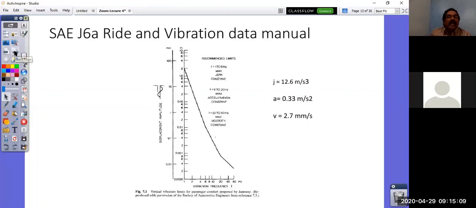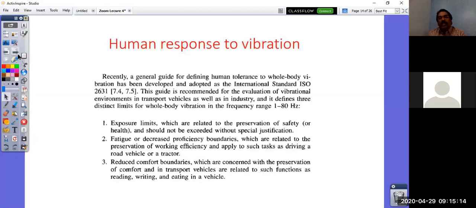Like SAE Janeway's recommendation, there are also some other standards to express the comfort boundaries for the occupants. So one such criterion is whole body vibration proposed by ISO 2631. Again, these all are from ride measurement tests in the field. So they had the frequency range consideration from 1 to 80 hertz to have 3 distinguished ranges.